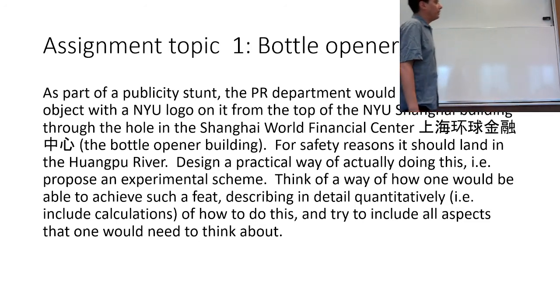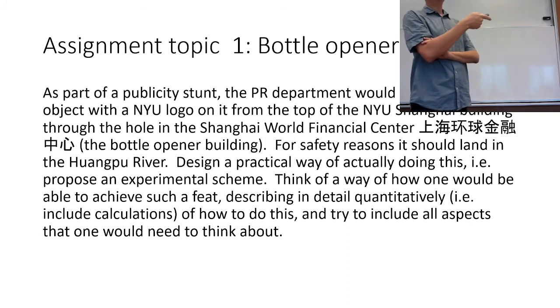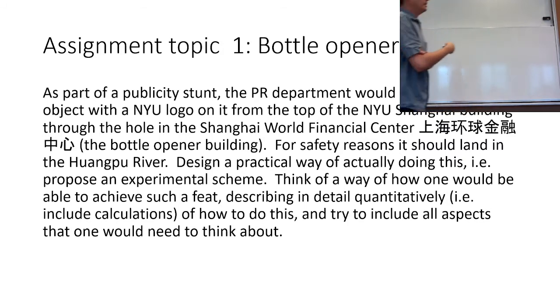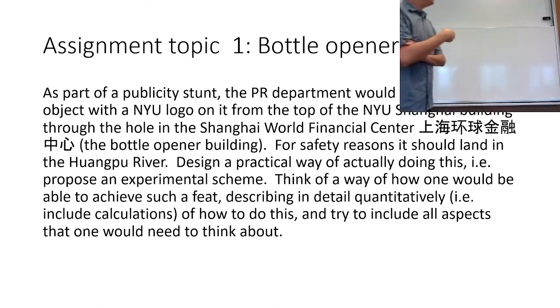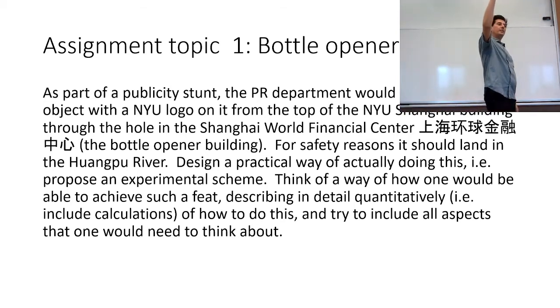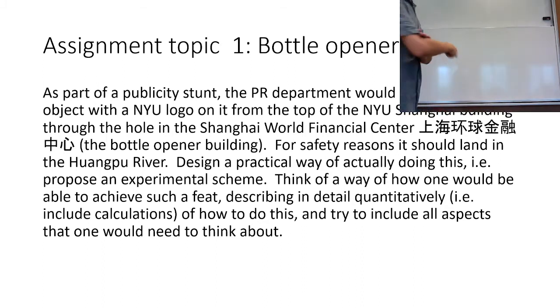So let me give you a brief overview of the topics. The first one is the so-called bottle opener building in central Shanghai, right? It's got a hole in it. So suppose as part of a publicity stunt, NYU Shanghai wanted to shoot an object with a NYU logo from the top of this building through the hole of this building, and you wanted to make it land in the Huangpu River.